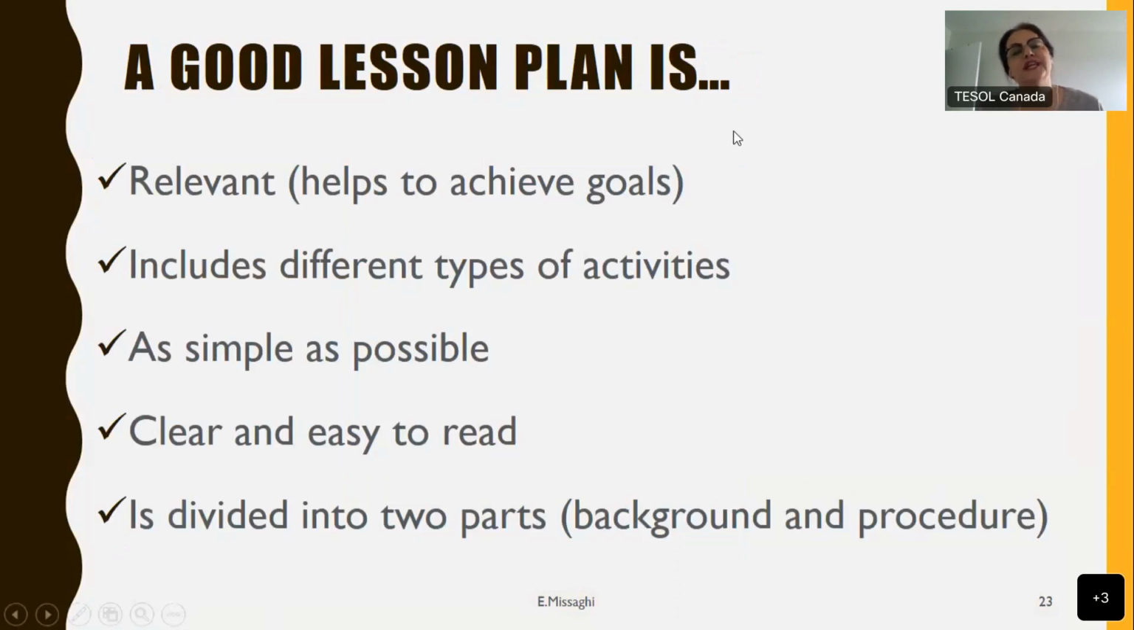What is a good lesson plan? A good lesson plan should be relevant to the goals. Include different types of activities because we have different styles of learning. Tell me, what are the main four styles of learning?